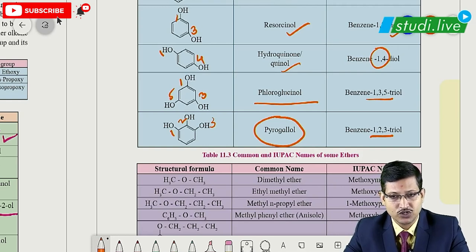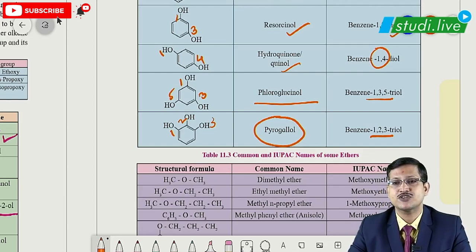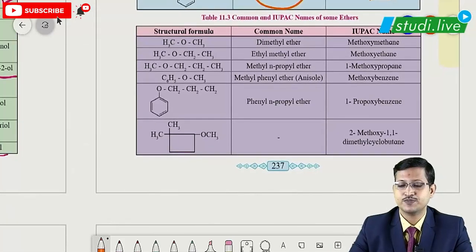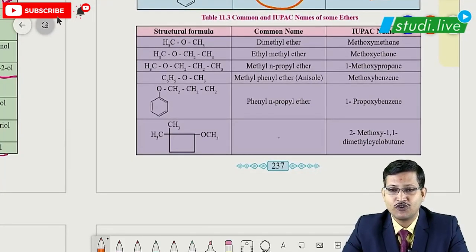So this completes your nomenclature for phenols. So you have nomenclature for alcohols, nomenclature for phenols. Let's move to the next part, that is the nomenclature for ethers. So alcohols, phenols is done. Now the nomenclature for ethers.